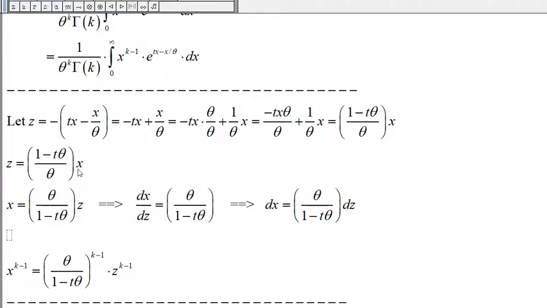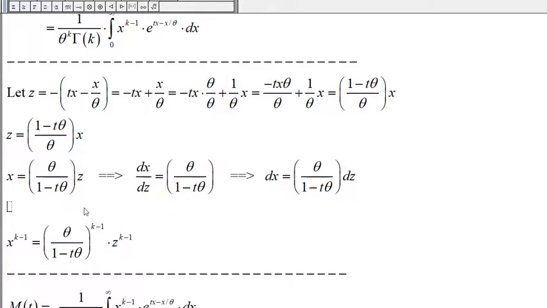Multiply both sides by the reciprocal of this expression here, then we get x is equal to theta over 1 minus t theta times z. dx/dz would be theta over 1 minus t theta. So dx will be theta over 1 minus t theta times dz.